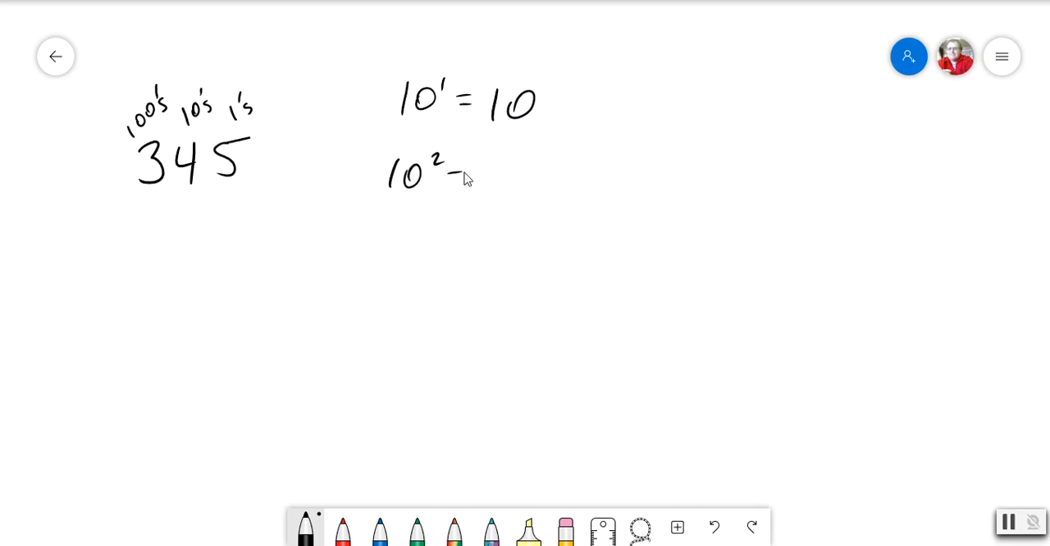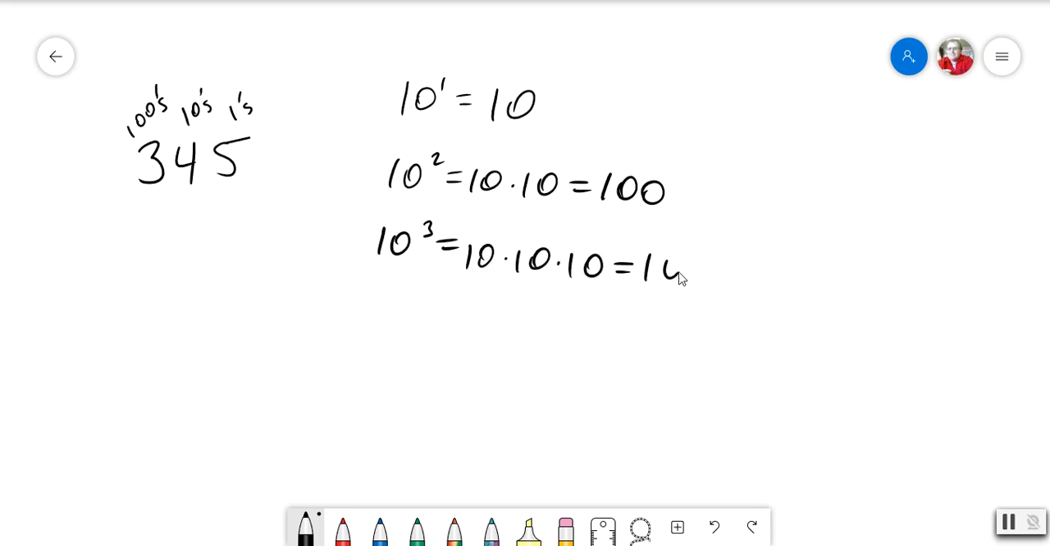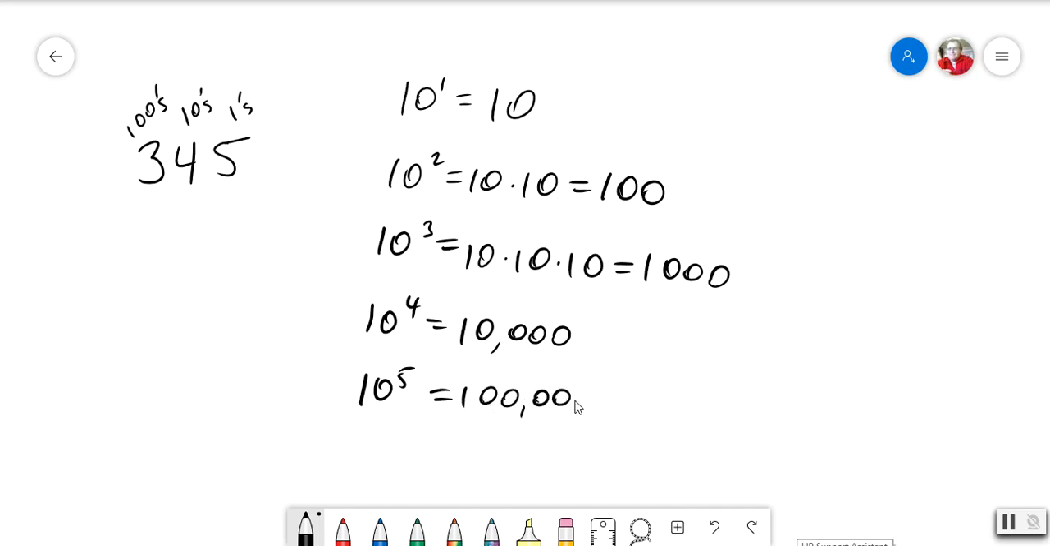10 squared means 10 times itself, which is 100. 10 cubed equals 10 times itself 3 times, 10 times 10 times 10, 1,000. I'm not going to write all the multiplication out from this point. 10 to the fourth, 10,000. 10 to the fifth is 100,000. 10 to the sixth is a million, and so on.